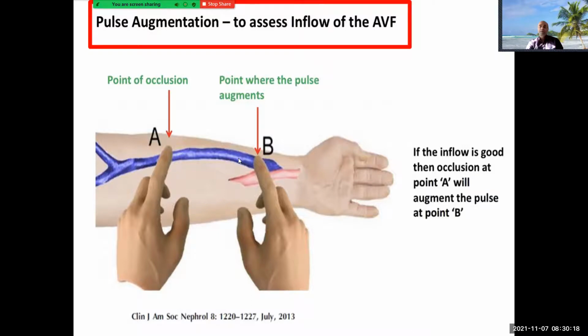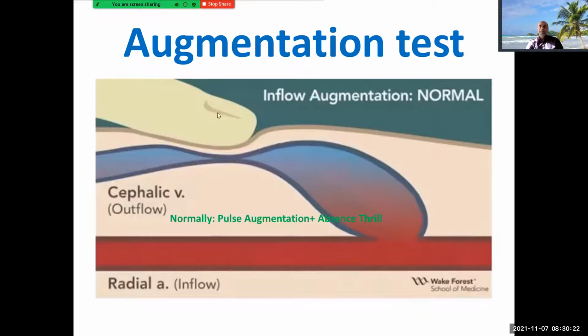This is a normal fistula. And again, if you apply pressure here, as we mentioned, this A, and you palpate here, you will find the pulsatile pulse increased here, and the thrill will disappear. This is normal pulse augmentation with absent thrill in this area, just hyperpulsatile here without thrill. This is normal.